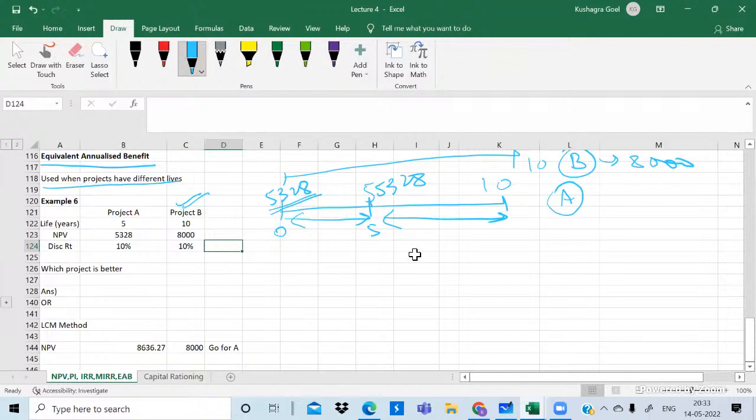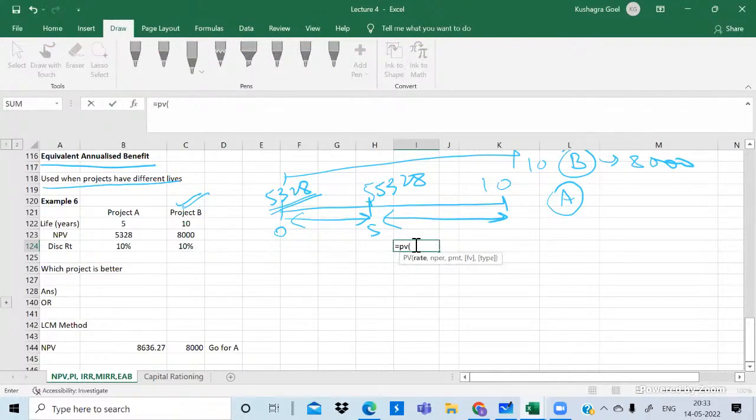So if you calculate present value of 5328 at 10%, so let's say I write equal to present value. What is my rate? My rate of return is 10%. So I'll take this 10%. Then what is my NPER? My NPER is 5 years, because I need to calculate the present value for this value which is arising at the end of the 5th year. There is no PMT. And what is my future value? My future value is nothing but 5328. So minus 5328.